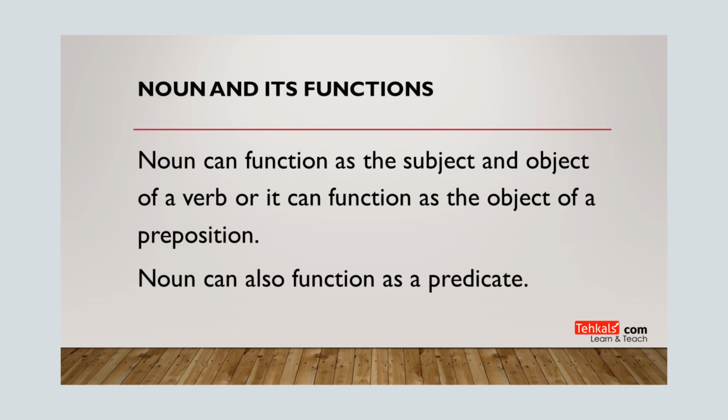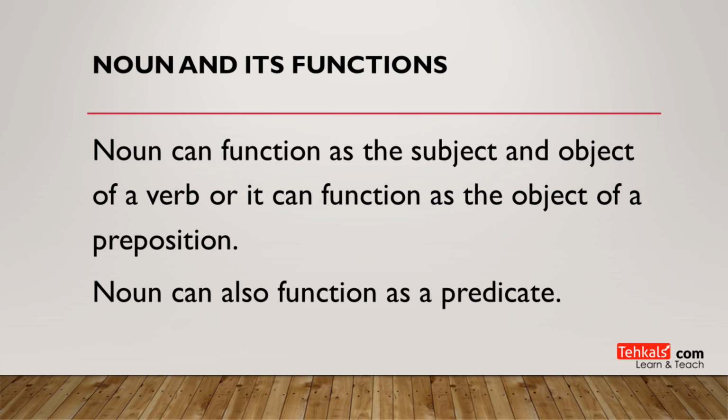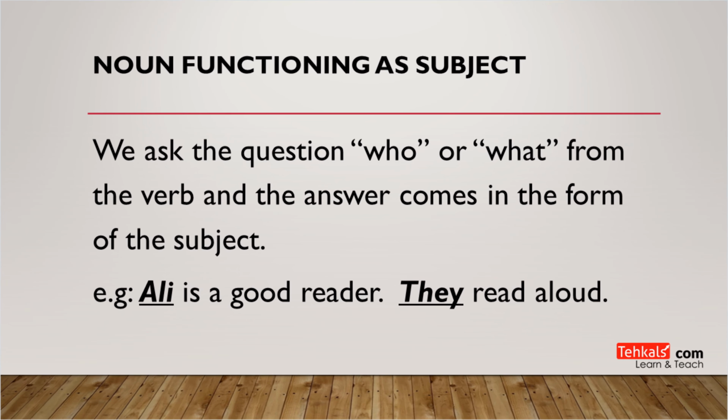Noun and its functions. In our previous video, we briefly discussed noun and its kinds. Now here we are going to discuss noun and its functions. Nouns are naming words that indicate a person, place, thing, or idea. In a sentence, a noun can function as the subject or the object of a verb or the object of a preposition. A noun can also follow linking verbs, and when they follow a linking verb, then we call them predicate nouns or predicative nouns.